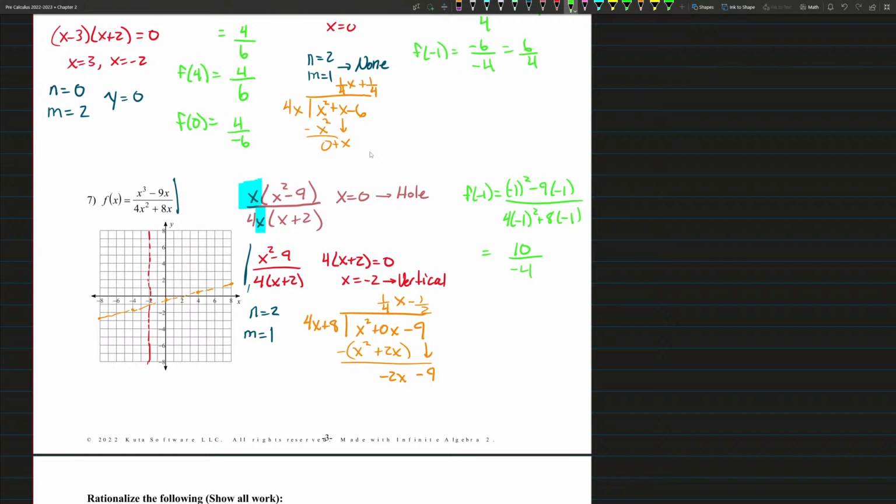Which is like down here, right? So our graph is going to be like this, except there's going to be a hole at 0. So then that's the graph there. So then we can plug in like f of -3.